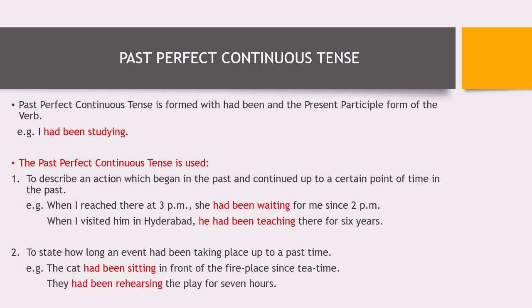2. To state how long an event had been taking place, up to a past time. For example, the cat had been sitting in front of the fireplace since tea time. They had been rehearsing the play for 7 hours.